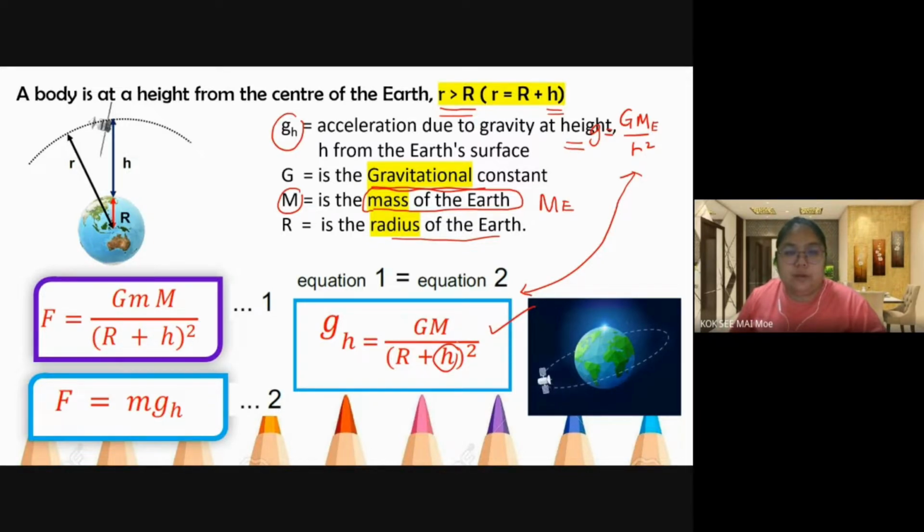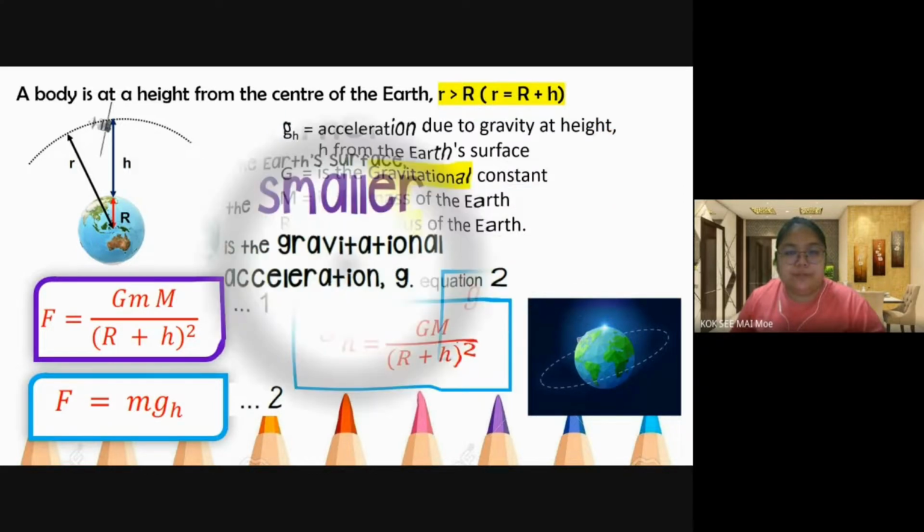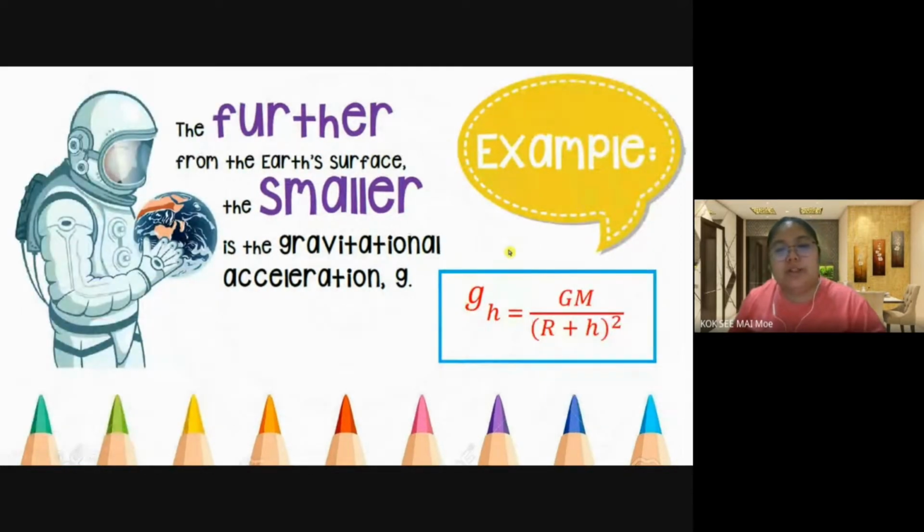Okay, then we go to the next part. The conclusion is: the further from the Earth's surface, the smaller the gravitational acceleration. So this is a conclusion. When you go further and further from the Earth, you find that the gravitational acceleration drops and drops.